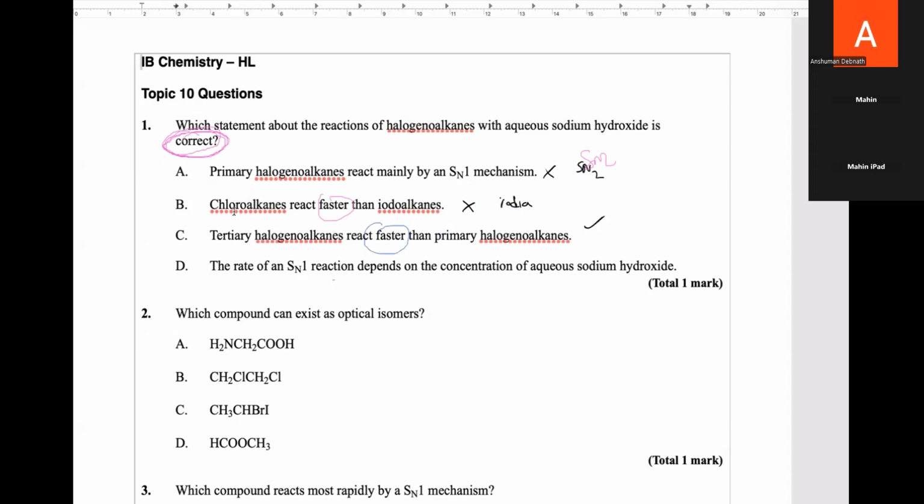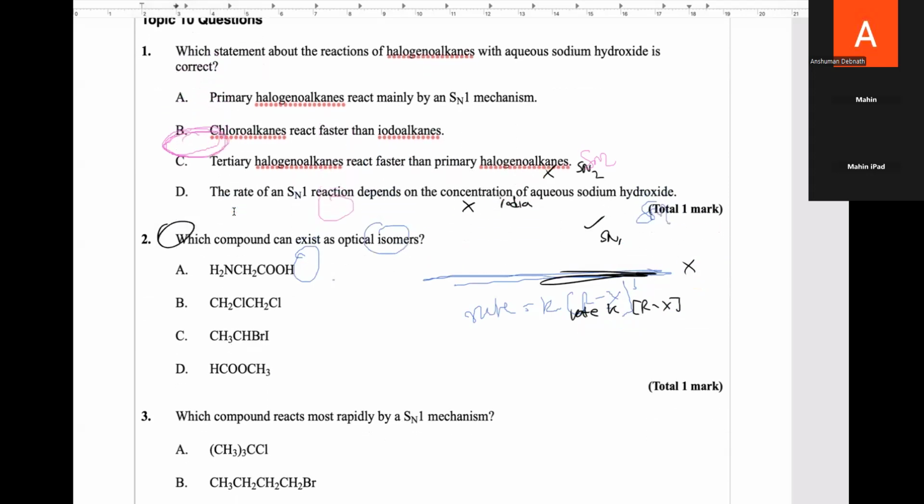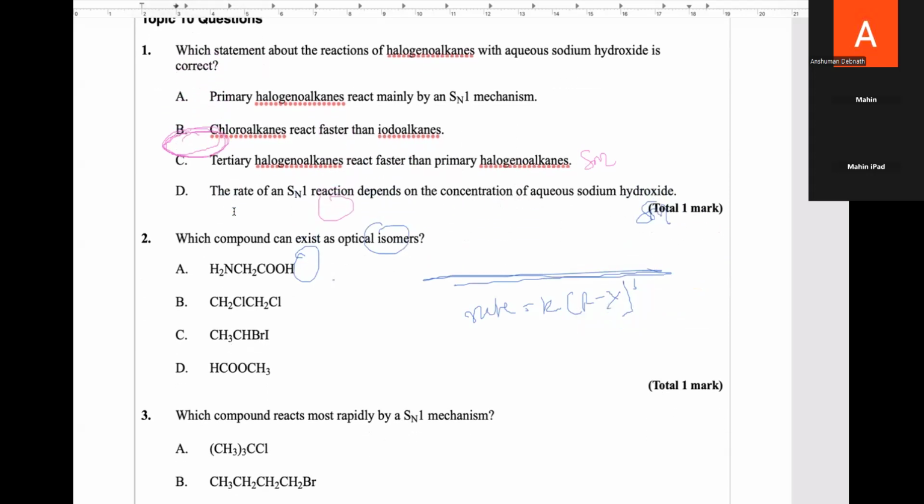SN1 reaction. The rate of the SN1 reaction depends upon the concentration of sodium hydroxide? No. Rate equals k[RX] to the power of 1. Is it clear? So not on this. Is it now clear? Let's see. Clear?